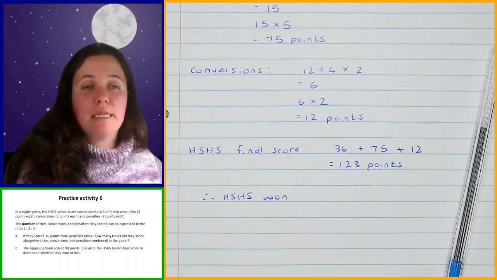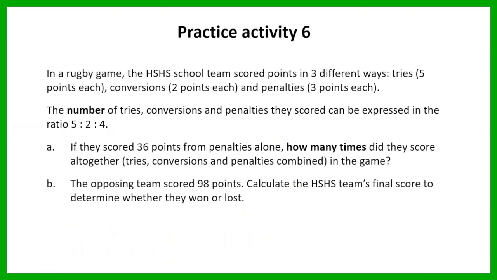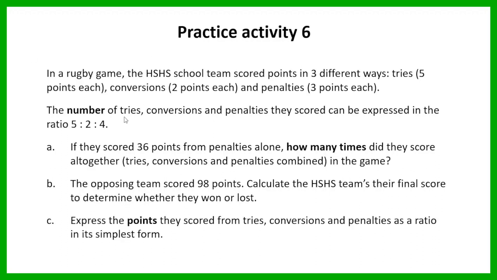Now for question C, what you need to do is express the points they scored from tries, conversions, and penalties as a ratio in its simplest form. For this one, I'm only going to give you 1 minute because you shouldn't need very long for it because you've already worked out the number of points that they got for each of those different things, the tries, conversions, and penalties. So I'm going to give you 1 minute.